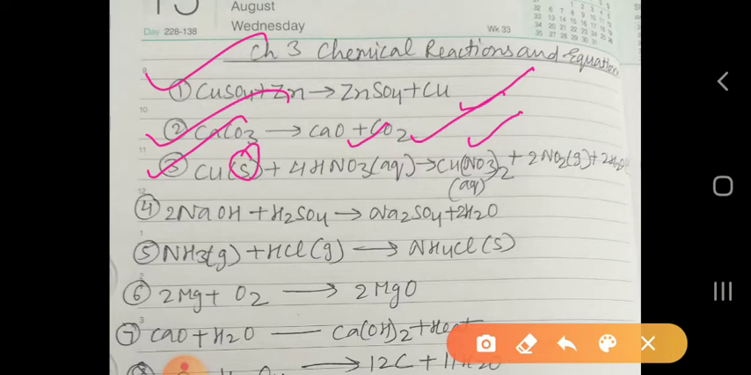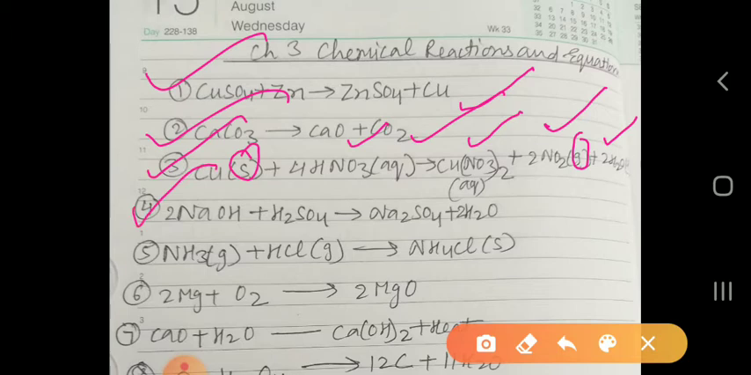Cu(NO3)2, which is in aqueous form. And here the reddish-colored poisonous nitrogen dioxide gas is formed. That is why G is written here. Then plus 2H2O. So this is the third equation. Now let us see the fourth equation.